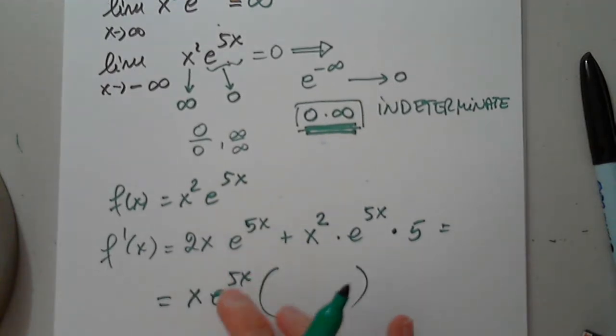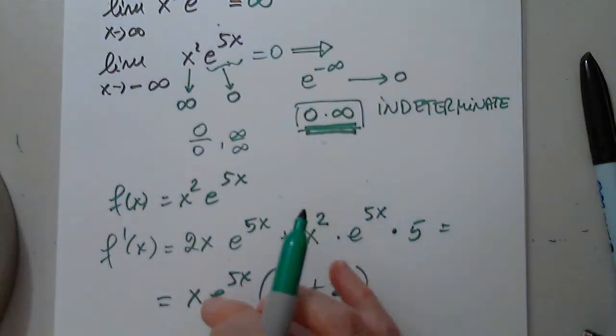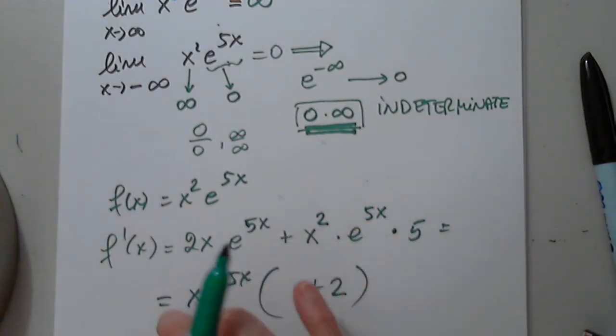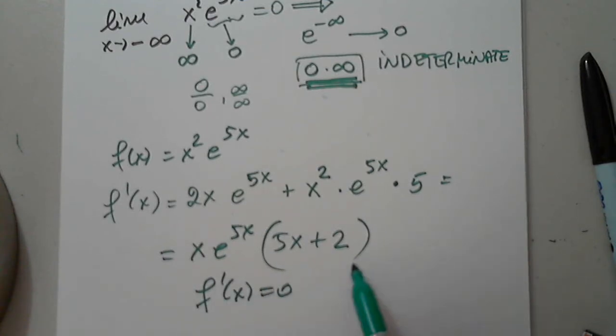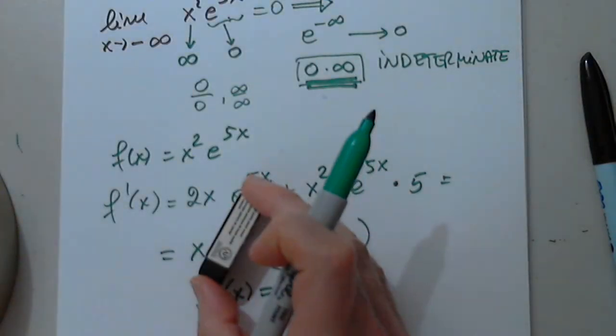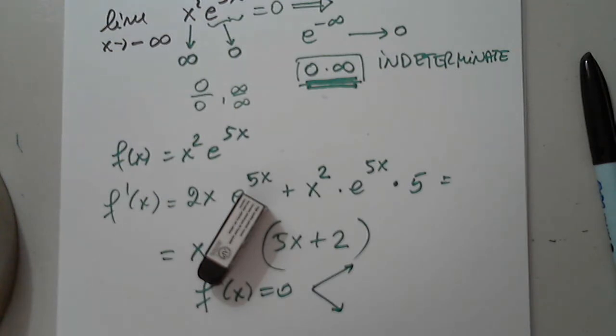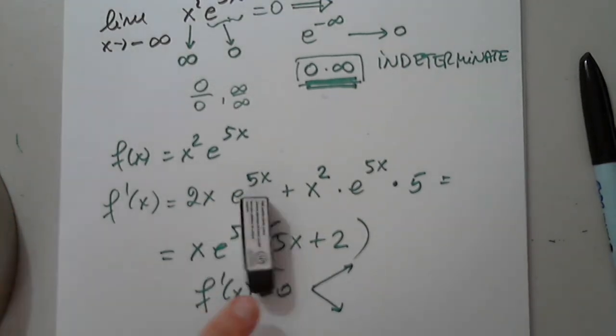So when x is outside, e to 5x is outside, so there is a 2 inside. 1x is outside, so 5x inside. So now f prime set equal to 0 because f prime will always be defined. And we get two options. Not from this. Remember, e to 5x can never be 0. So what are the options? Again, this is just a quadratic equation. 0 and negative 2/5.